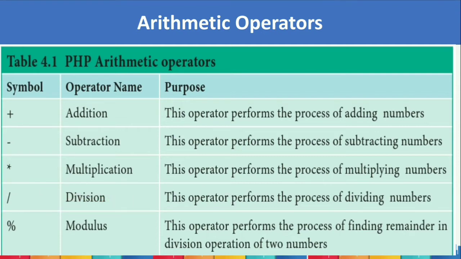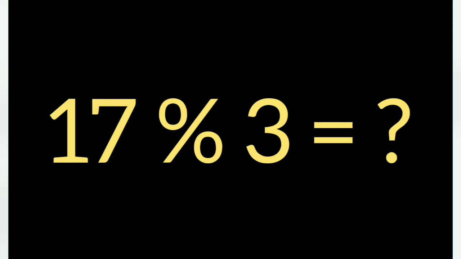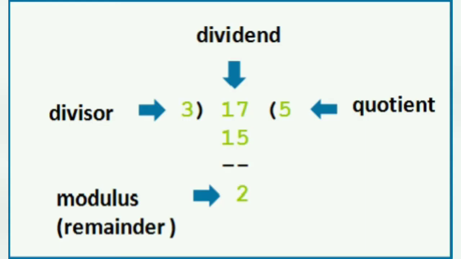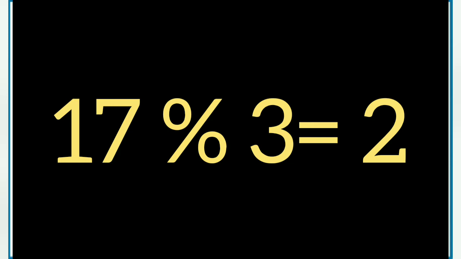And what is modulus? For example, 17 modulus 3. The percentage symbol is the modulus. So what will be the answer for 17 modulus 3? You have to divide 17 by 3 and take the remainder as the value. So 17 modulus 3, your result will be 2 because the remainder is 2. This modulus operator is used to find the remainder in the division of two given numbers.